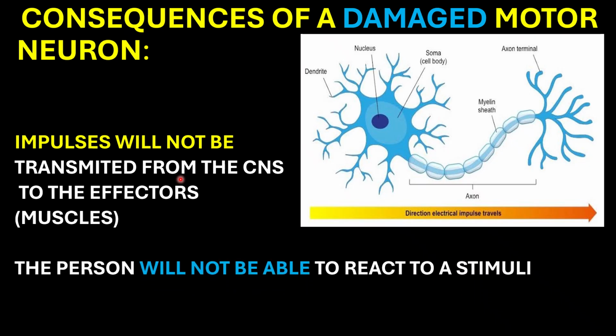So what will be the final consequence? The person will not be able to react to stimuli, because this neuron allows a person to react to stimuli. But then because it is damaged, you just have to insert the words: the person will not be able to react to stimuli.